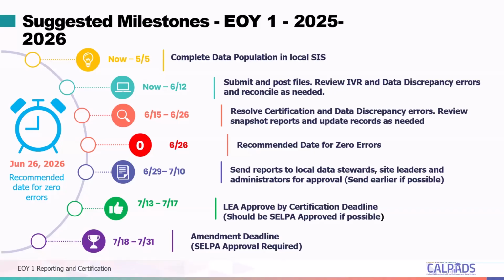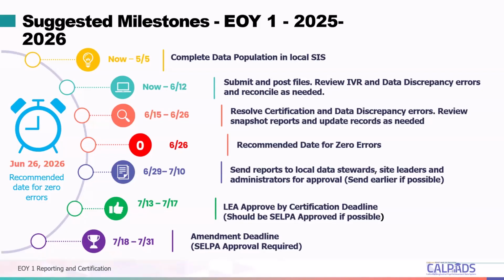Now, 7/18 to 7/31 is an amendment window. This is a chance for you to make any updated changes, review your reports. Perhaps you have summer graduates and you need to update those records. So after 7/17, there is an amendment window between 7/18 and 7/31. This is an opportunity to make any last minute changes and corrections.